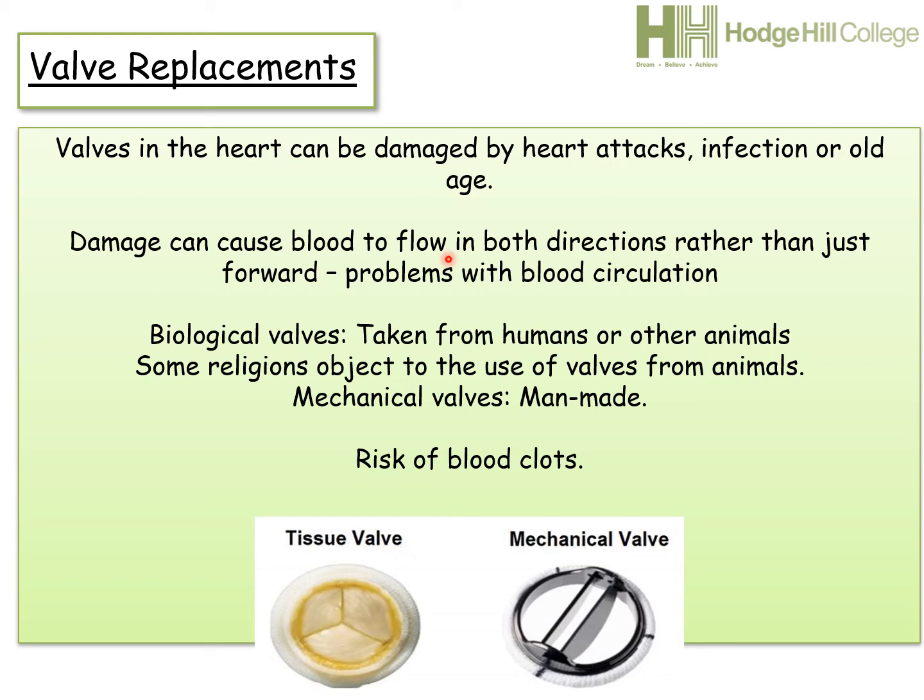Damage to the valve tissue can actually cause this valve tissue to then become stiff, and when they become stiff they won't open properly, or they may actually become leaky as well. Now when this happens, blood flow will happen both forwards and backwards, and that's not good. When this happens, blood won't circulate as effectively as normal. Severe valve damage can be treated by replacing the valve.